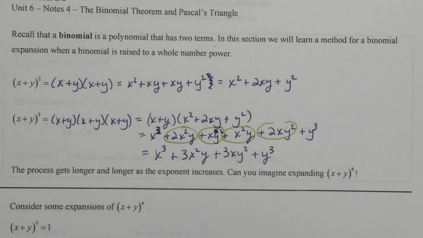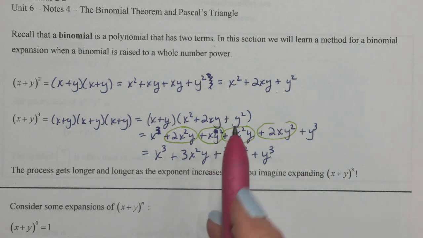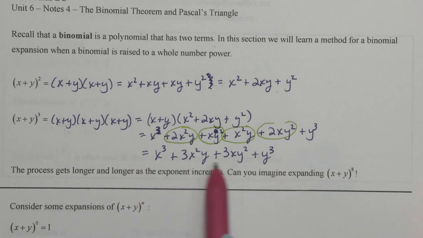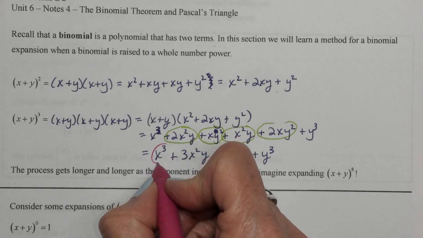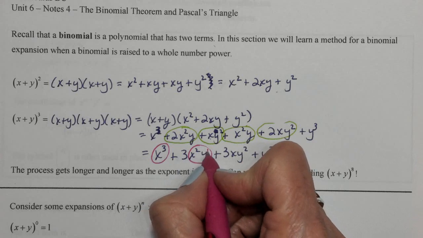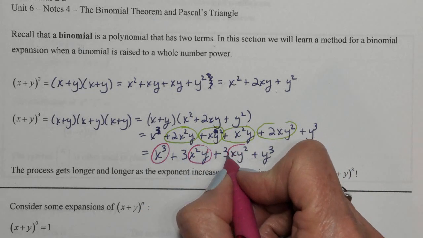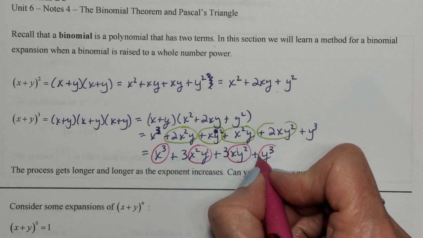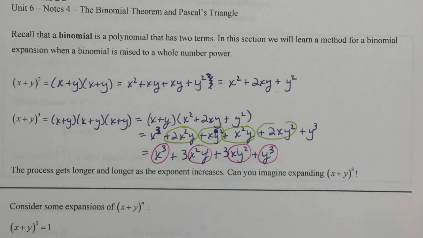So the process gets longer and longer as the exponent increases. Okay, can you imagine expanding this one here? Now I will say this though. What's really tricky about it is not really the x and the y parts. What's tricky about it are the coefficients. Let's look at the pattern here. I'm starting with an x cubed, and then I have an x squared y to the first, and then I have an x to the first y squared, and then I have a y cubed, right?